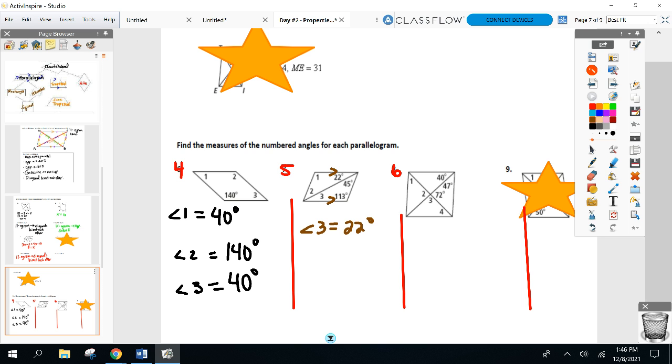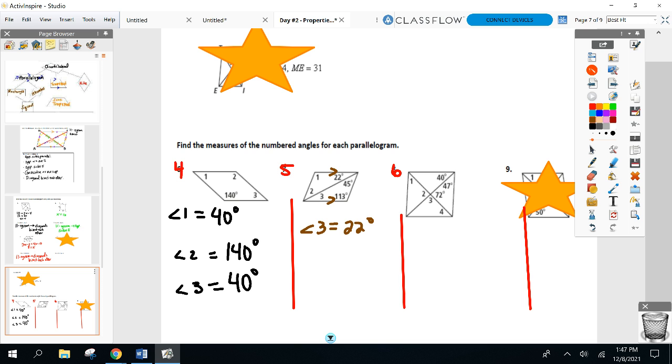Last thing I'll leave you with, especially when you get to number 6 in your group. It is okay to use things that aren't parallelogram properties. What do you know about 72 and angle 2? They're what type of angles? Okay. So use it. And also, wait!